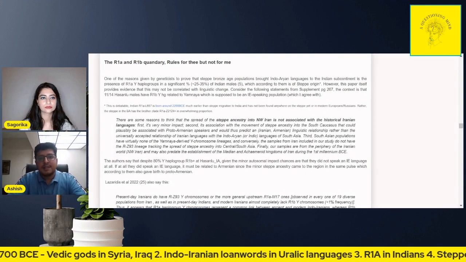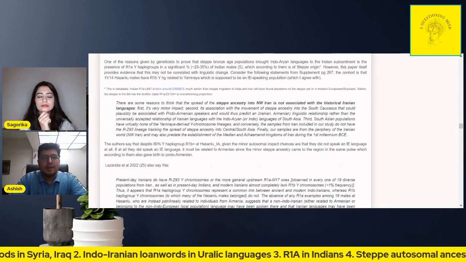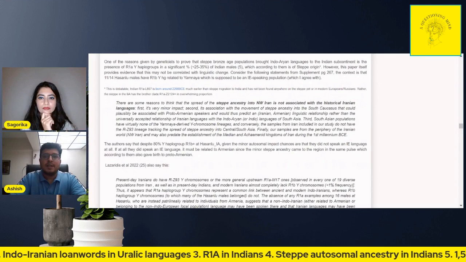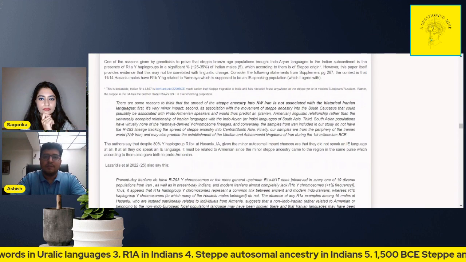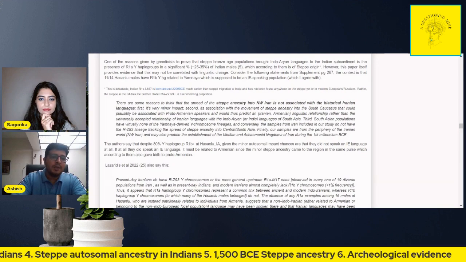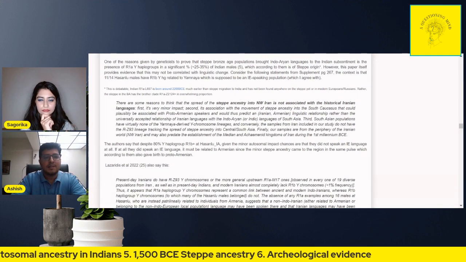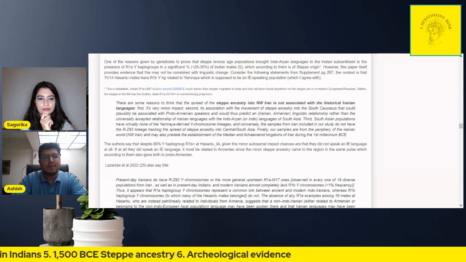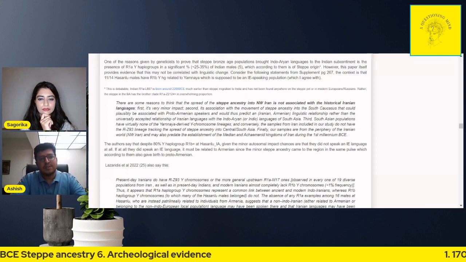Now the problem here is that in the Hasanlu samples of northwestern Iran between 1500 and 800 BCE, they found a lot of R1B samples. So R1B is the marker for the Yamnaya-related culture. Yamnaya is north of the Caucasus, a 3000 BCE culture.